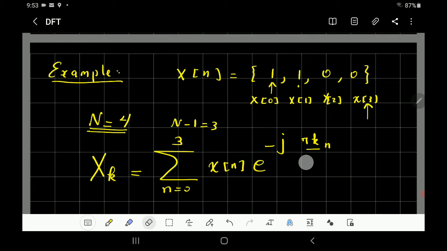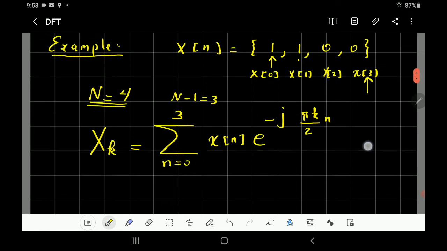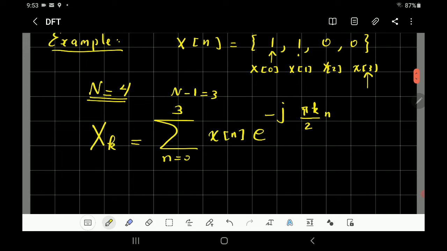So we'll just erase 2 and 4 and put 2 in the denominator. Now, when you look at this expression, it's a function of n and k. You ask yourself which one you are going to operate on first. Of course, you're going to operate on the sigma. So you operate on n. And n changes from 0 to 3.